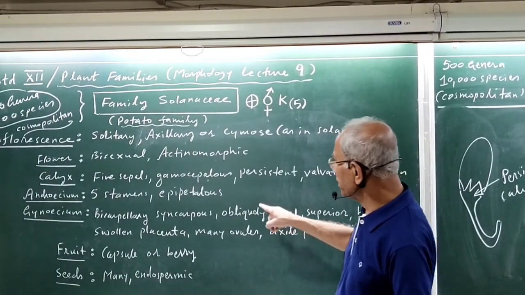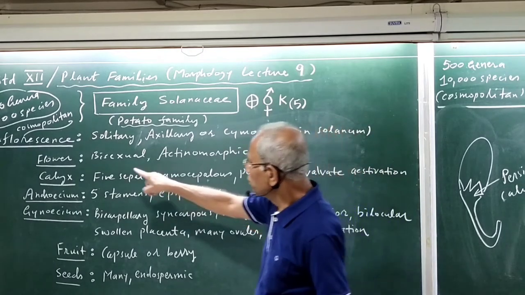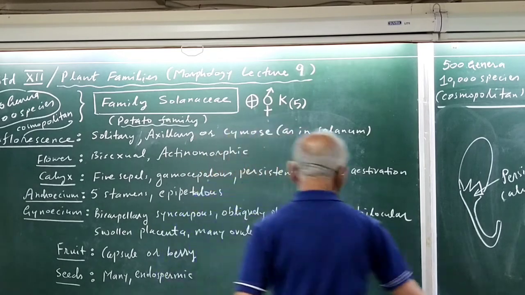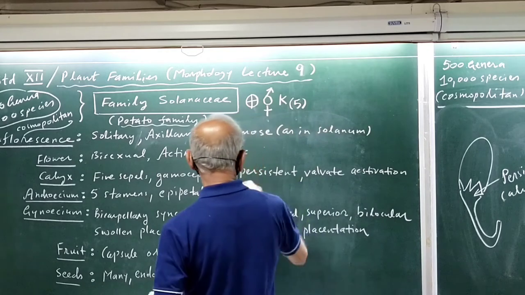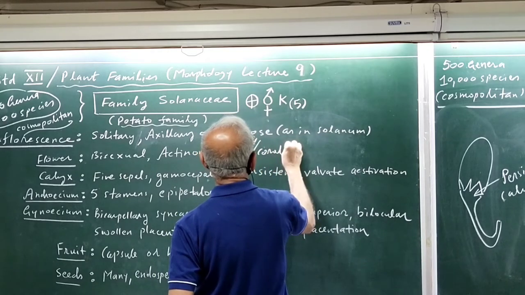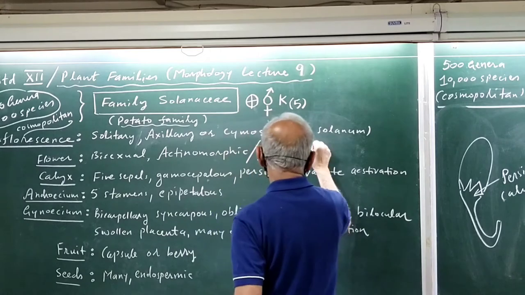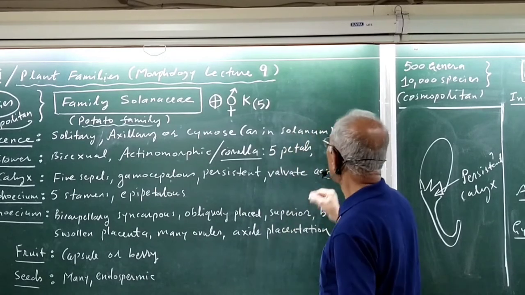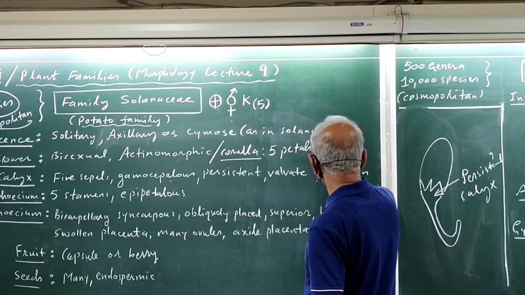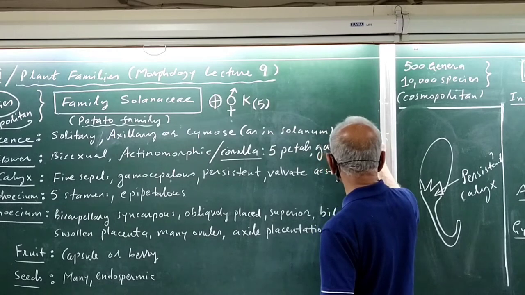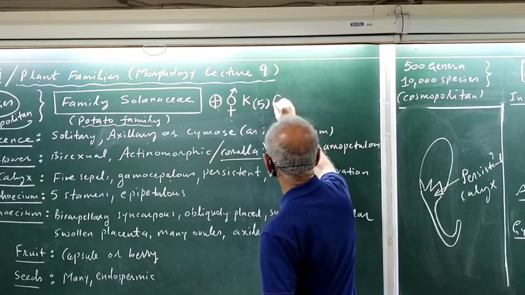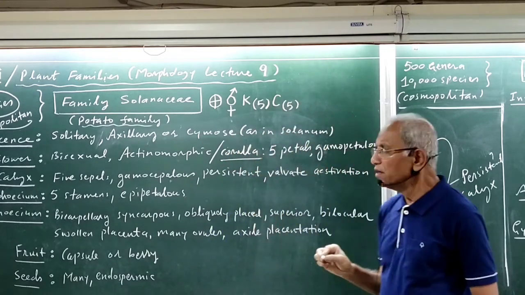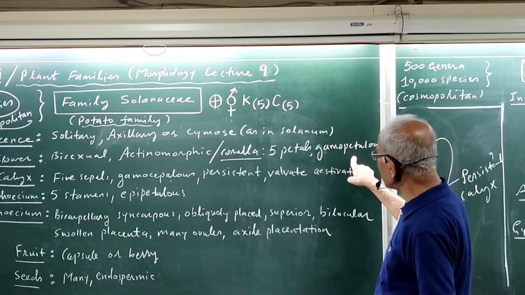I think I forgot to write about corolla here. Sorry. So I have written flower and calyx. I'll mention something about corolla. I'll write it here. For corolla, 5 petals and they are united, so gamopetalous. Are you understanding what I am trying to write? There are 5 petals, symbol for corolla is C. There are 5 petals and they are united. So there are 5 petals and it is gamopetalous.